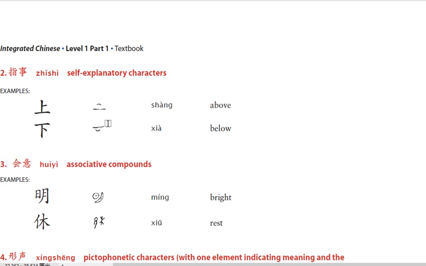So those types of characters use this way to indicate their meaning. That is the reason why we call them self-explanatory characters. It doesn't need other things to explain its meaning. It just uses these two lines to explain the meaning of those characters.